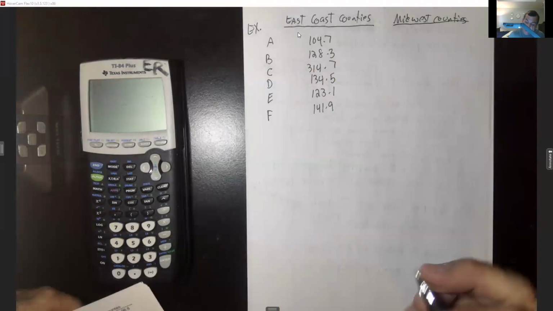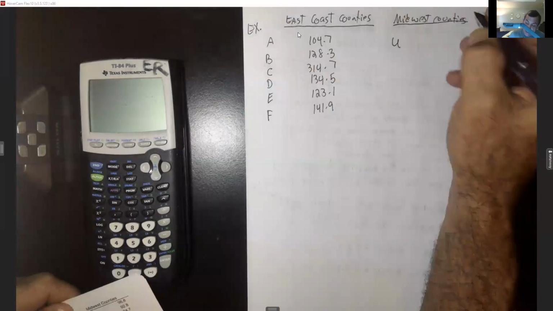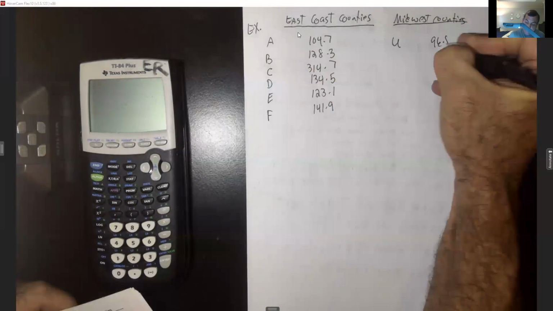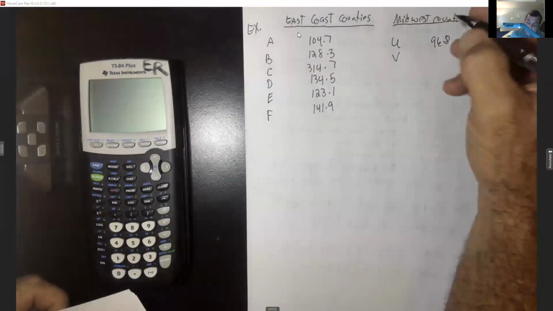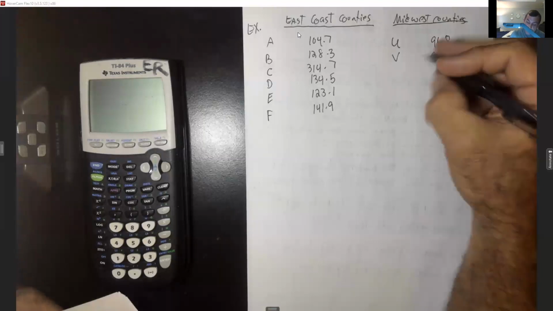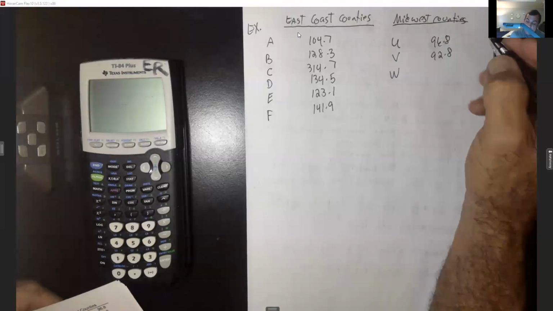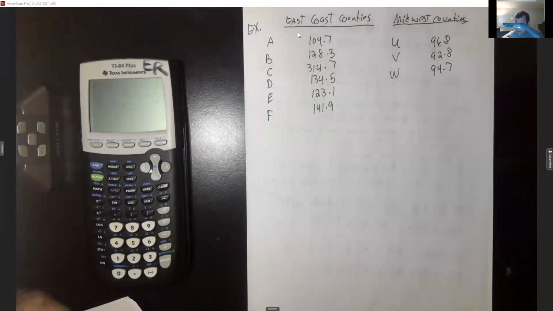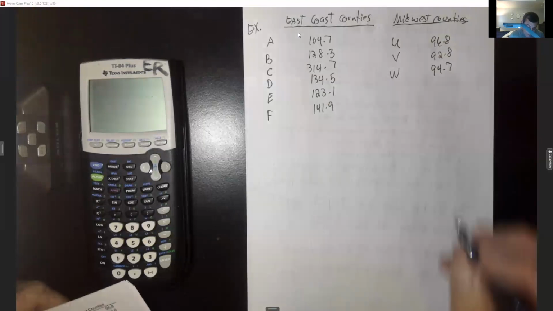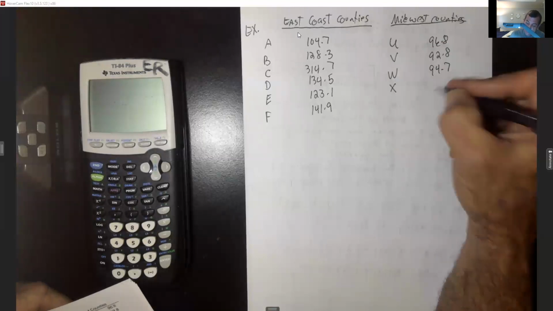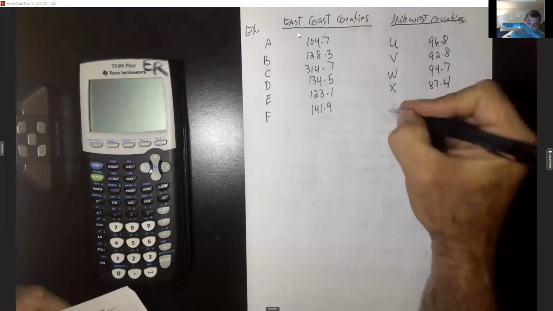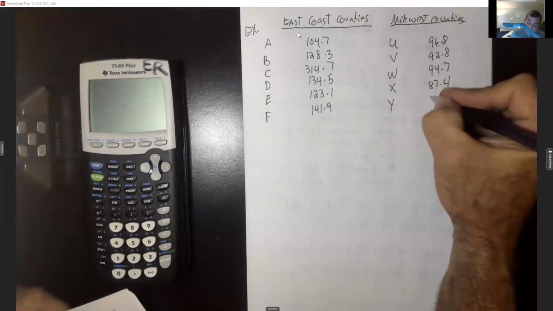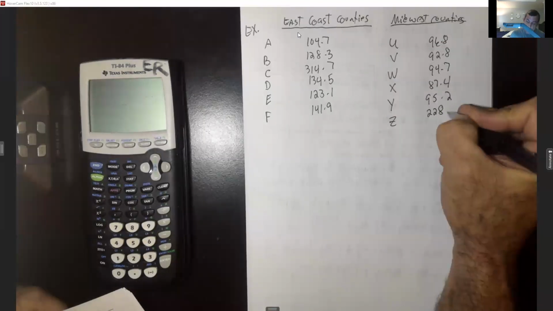Now my Midwest counties, I had U 96.8, V 92.8, W 94.7. So we're not really worried about the letters. They're just using them to represent the different counties. We're mainly worried about these numbers I'm putting. X is 87.4. Y is 95.2. And Z is 228.1.